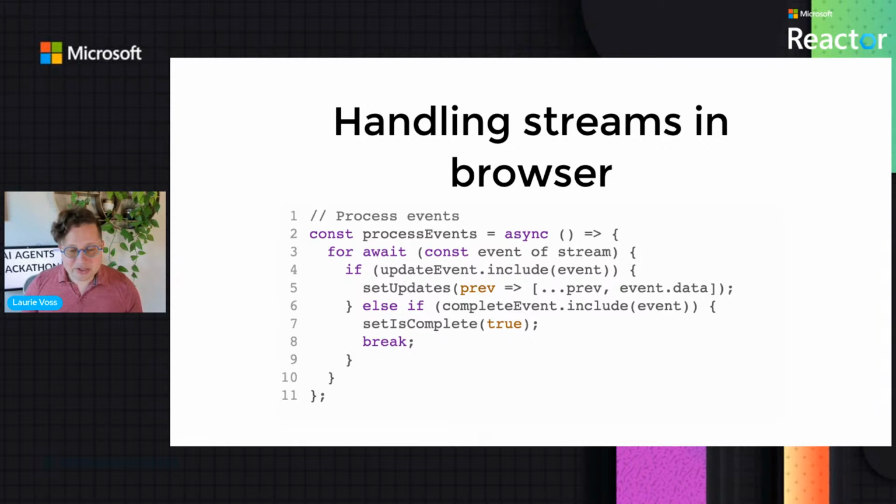But what if you want them to work on the server instead? After all, you want to call an LLM with an API key, and you probably don't want to leak your API key to the client. So let's see how we do that.